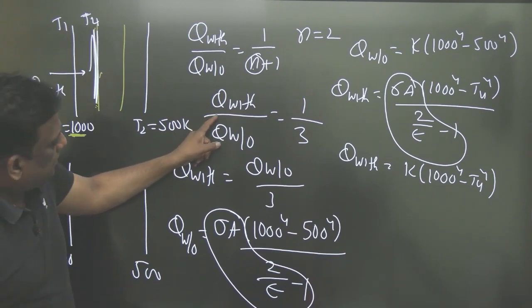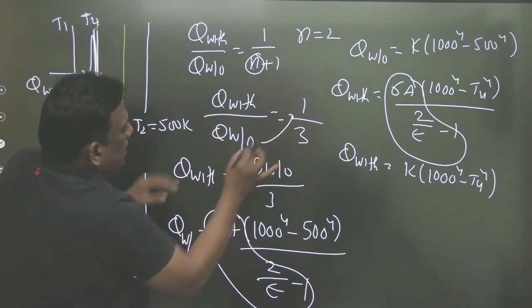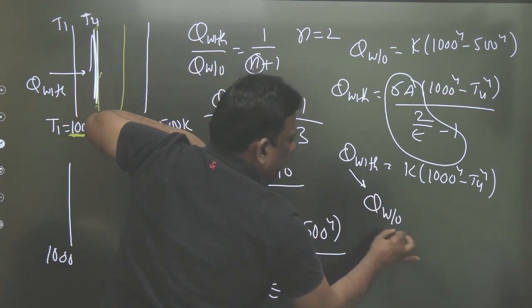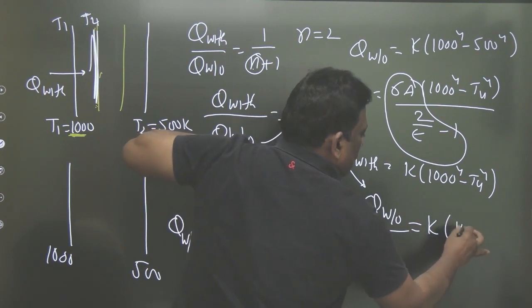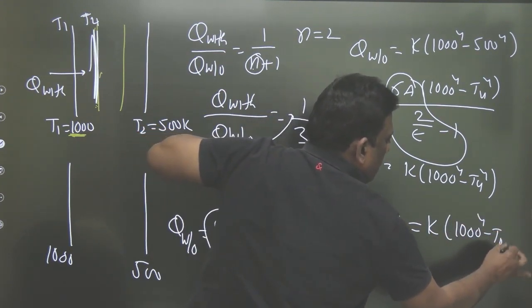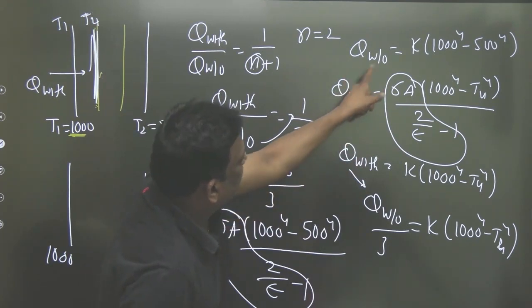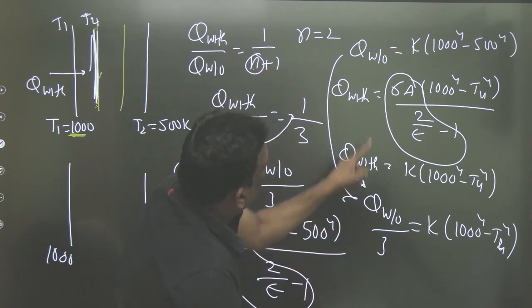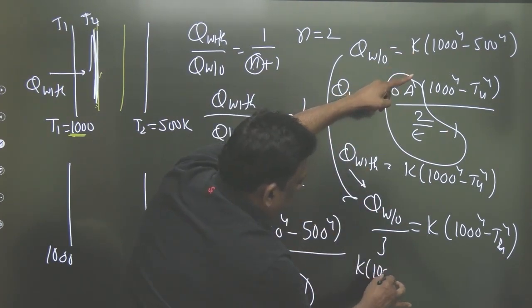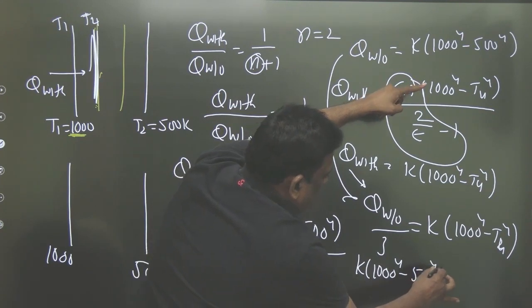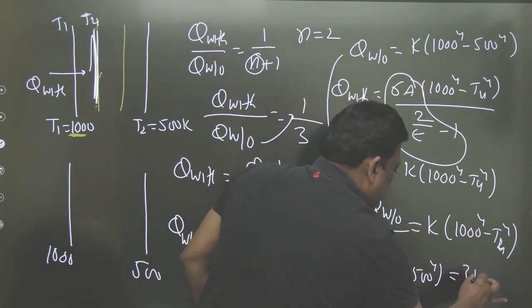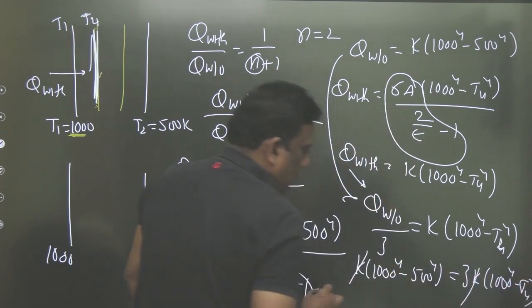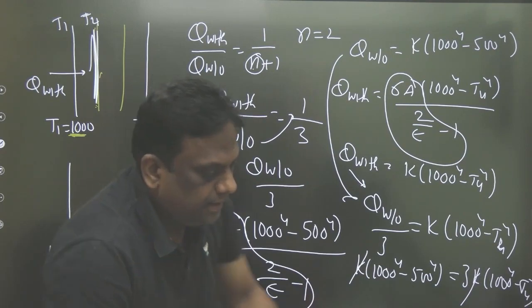Now, what is heat transfer with shield? If I take this to this side, heat transfer with shield will be equal to without by 3. This is without by 3 is equal to K into 1000 power 4 minus T4 power 4. And what is without? I am substituting this value. Without is, you take 3 to this side. Without is K into 1000 power 4 minus 500 power 4, which is equal to 3K into 1000 power 4 minus T4 power 4.